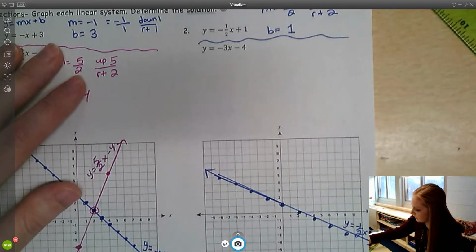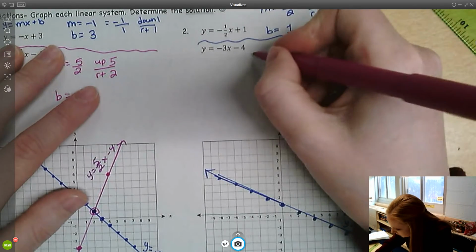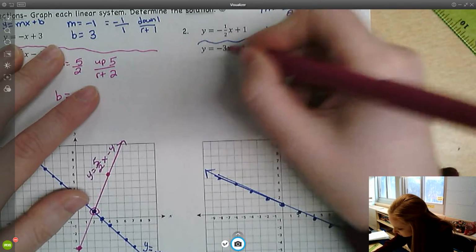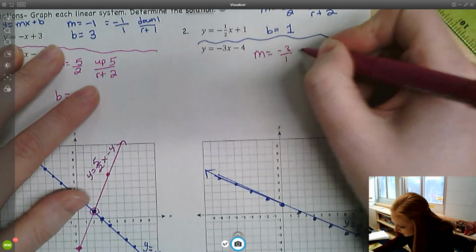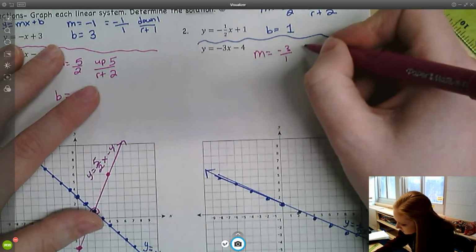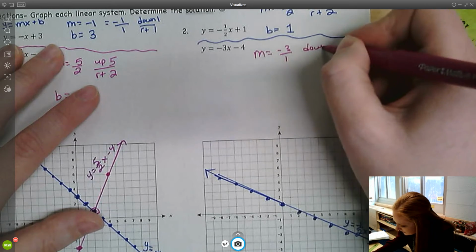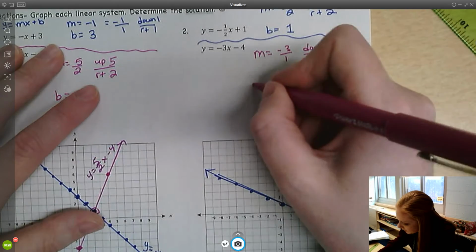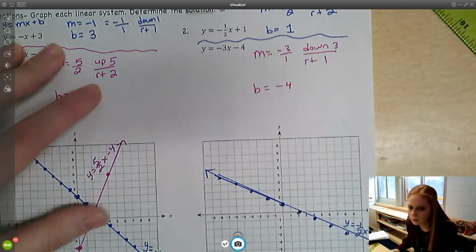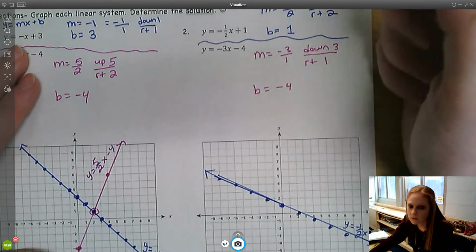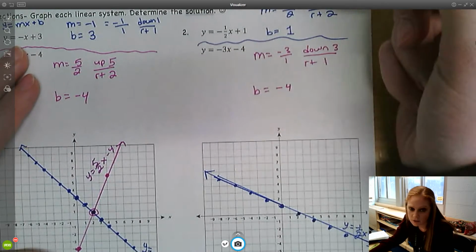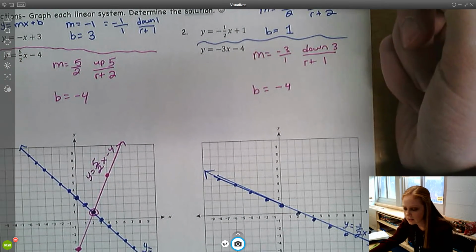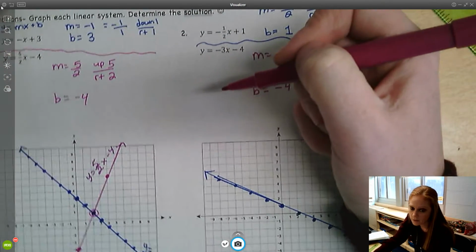Now let's graph the other line. In this line, our slope is negative 3. We're going to write that as a fraction, so negative 3 over 1, which means we're going to go down 3 because it's negative 3, right 1. And our b is negative 4, so we're going to begin at negative 4. Now, before I even graph this, I noticed that these slopes are different, so that means they're going to be intersecting lines, so we're going to have a solution.